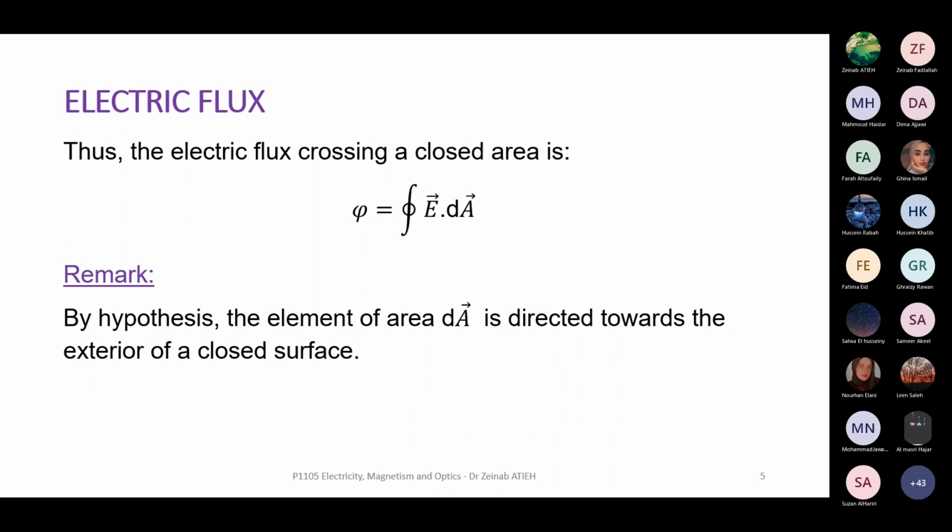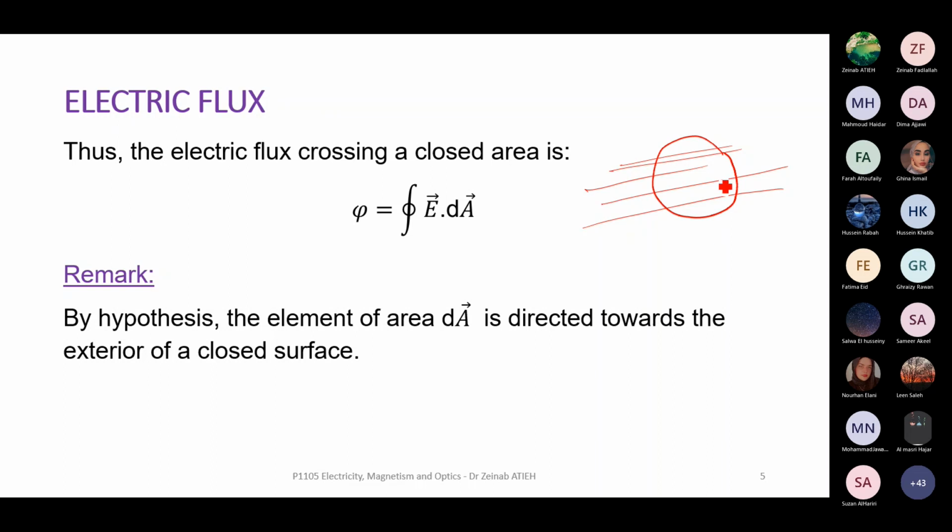Why do we introduce this notation, the flux crossing a closed area? Because Gauss law will be related directly to the flux crossing a closed area. So if we have a closed area, assume this is a spherical shell, meaning the shell of a ball, it must be a closed area, and I am looking at the flux that is crossing my closed area.